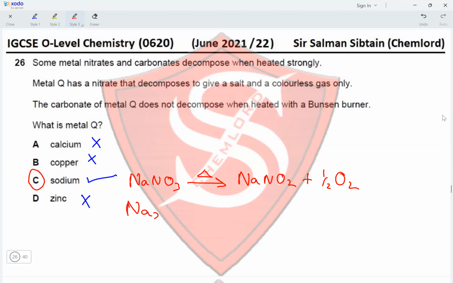Na2CO3 upon heating does not decompose at the temperatures used in a Bunsen burner flame. So option C is the correct option for this question.